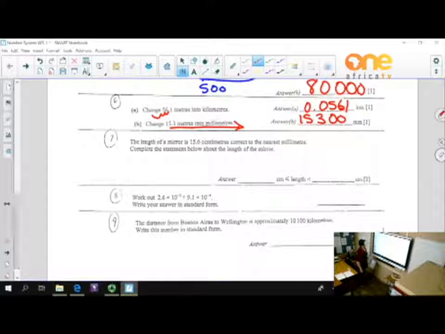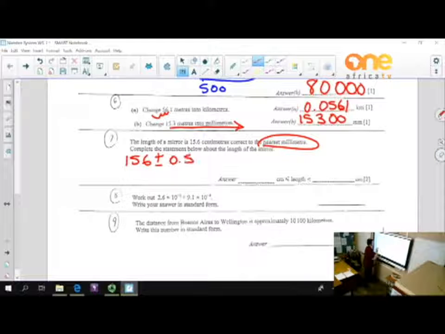Question 7. The length of a mirror is 15.6 centimeters correct to the nearest millimeter. Now, when they work with different units, it's sometimes difficult. So I find it easier to first change this one now to millimeters. There's 10 millimeters in a centimeter. And then half of 1 millimeter is now plus or minus 0.5.